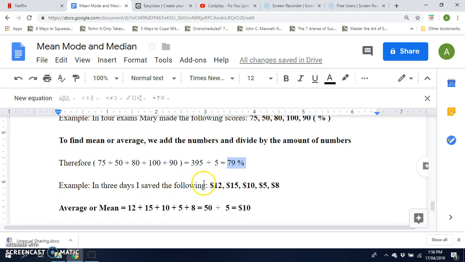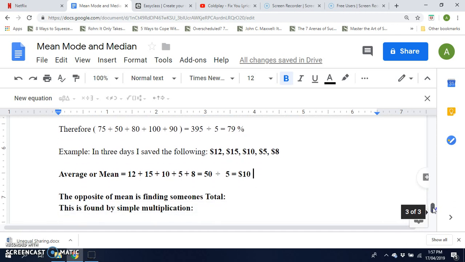Look again. Every day you're saving money. The first day you save $12, the next day you save $15, the next day you save $10, then you come and save $5, then you come and save $8. So when you are saving money every day, the average amount you are saving every single day will be: add up the money, divide by 5. $10. You notice that 10 is close around all of those numbers. Average, add them up and divide by the amount. Now I am dividing by 5 in the 2 examples because 5 is easy to divide by. It could be divided by 5, it could be divided by 10. It depends on the amount of numbers.